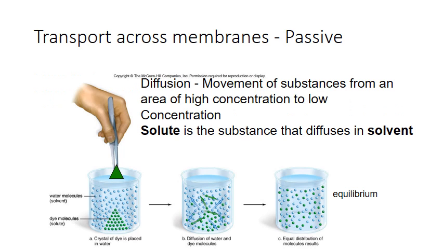All right. So one of the things that's important with membranes is what they let through and don't let through. And so we're going to start off talking about passive transport. Passive transport is transport that doesn't involve energy. You don't have to spend any energy to make this happen. It just happens by itself. One example of passive transport is diffusion. Diffusion is the movement of substances from an area of high concentration to low concentration.